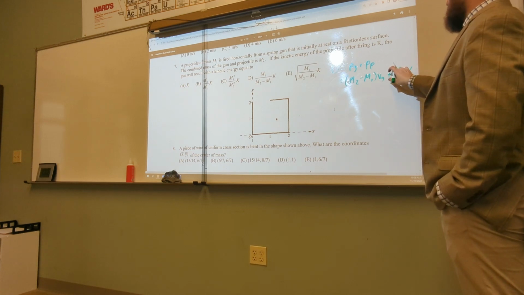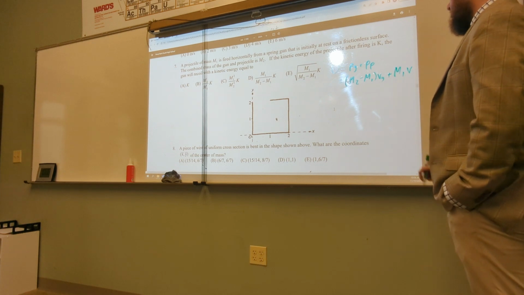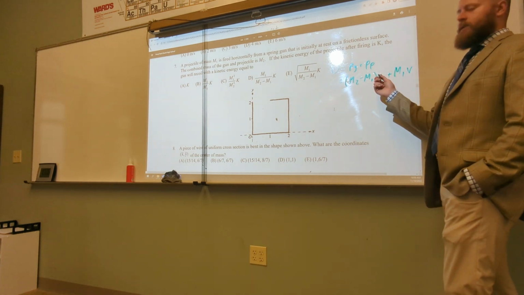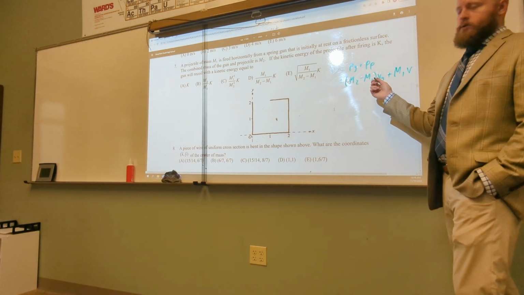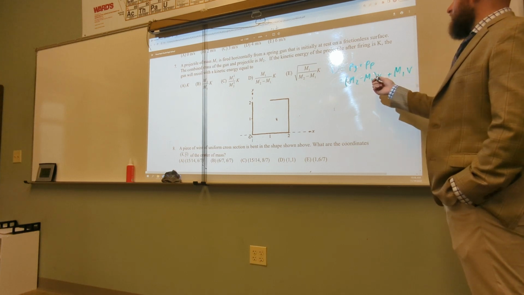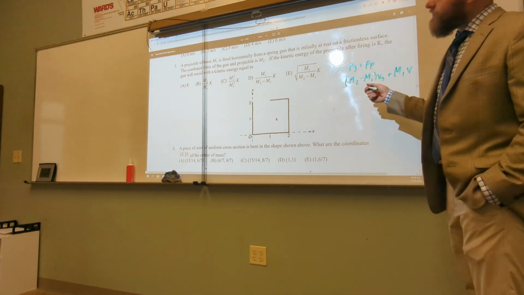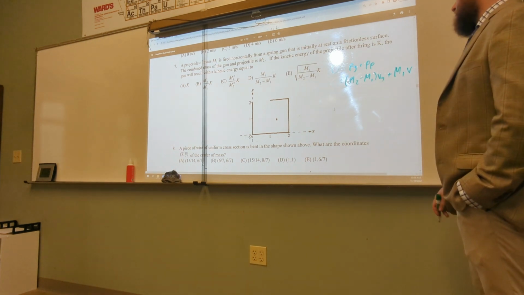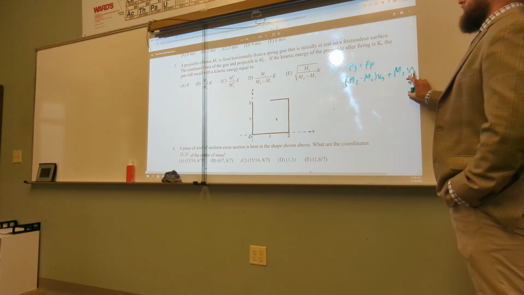Now, the problem is, I want to solve for the kinetic energy, so I need to find this velocity first. I need to find out what this velocity is before I can find the gun's velocity, and then use that velocity to do 1/2 mv squared. There's a lot of steps here. So first of all, I need to solve for this velocity here.